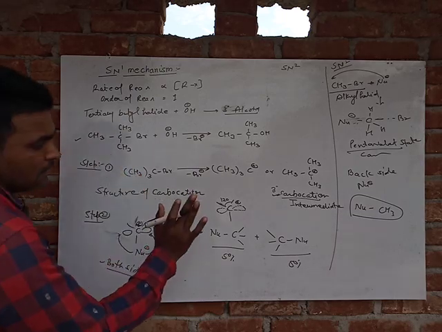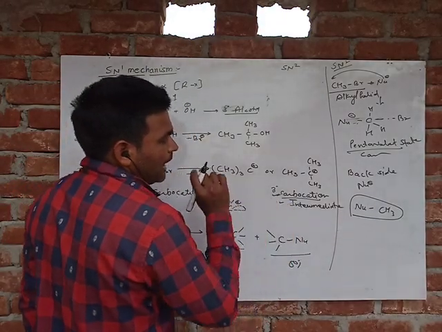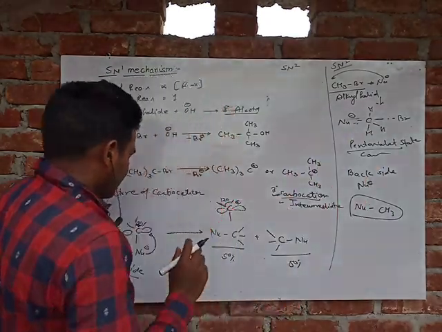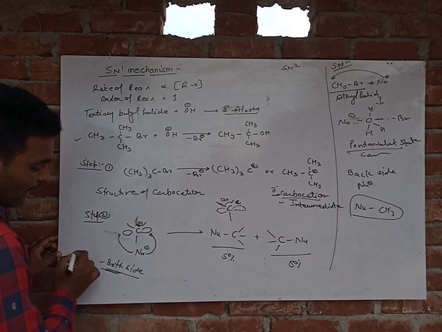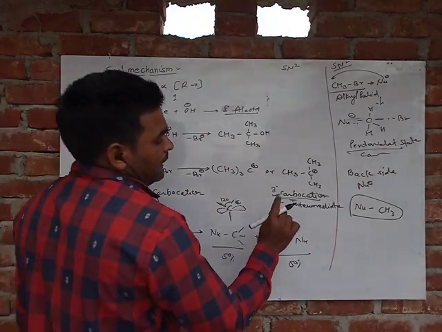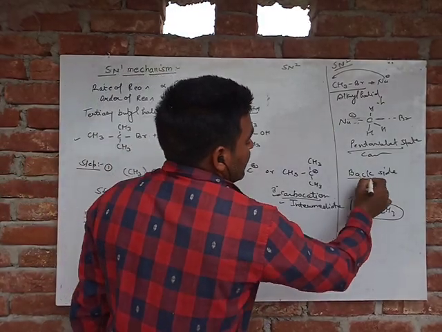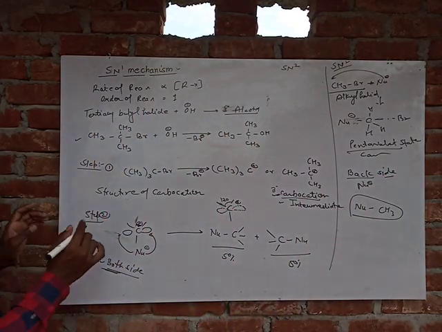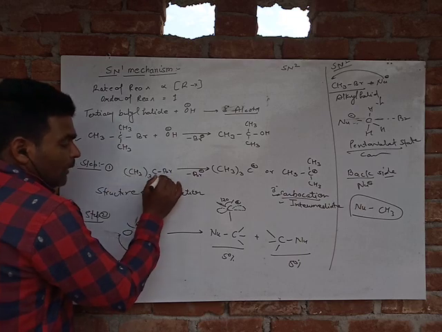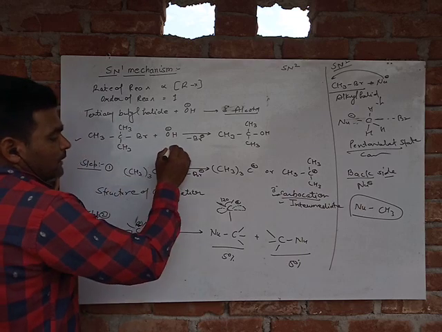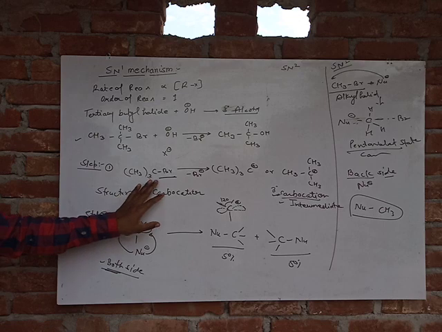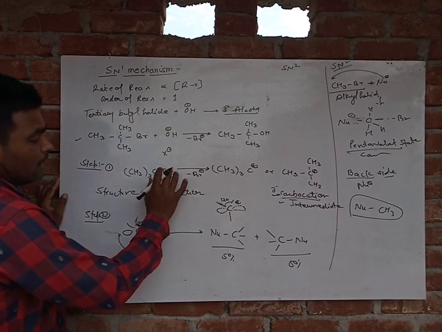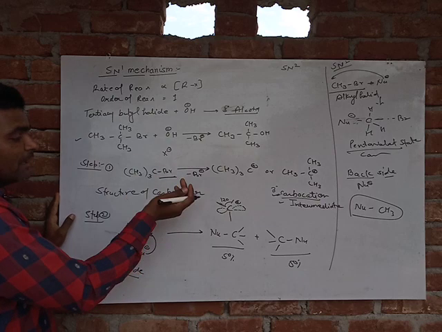First, here is the intermediate carbocation, and here is the intermediate pentavalent carbon state. In SN1, both-side attack of the nucleophile takes place, and in SN2, back-side attack of the nucleophile takes place. And now the question: why does the bromide ion, or any halide ion, remove from the carbon atom by itself?